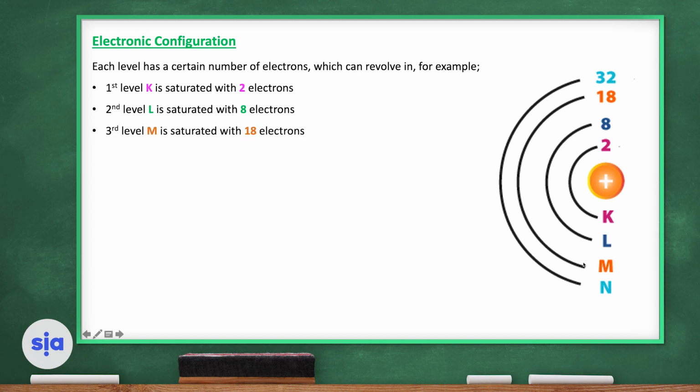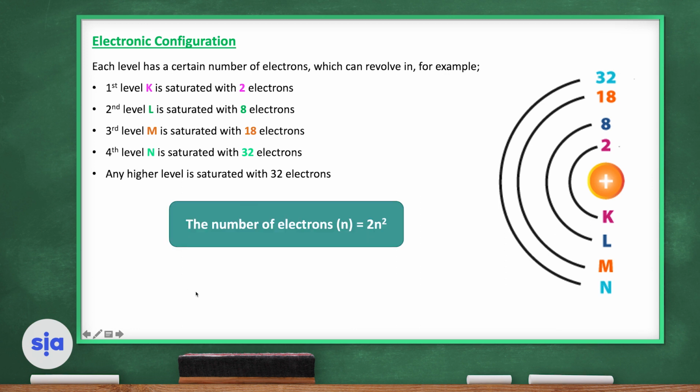And so on. The third level, M, is saturated with 18 electrons, and the fourth level, N, is saturated with 32 electrons. Any higher level is saturated with 32 electrons only. So this means that O, P, and Q levels will each hold only 32 electrons, not more. So the rule is the number of electrons represented by the alphabet n equals 2n^2.